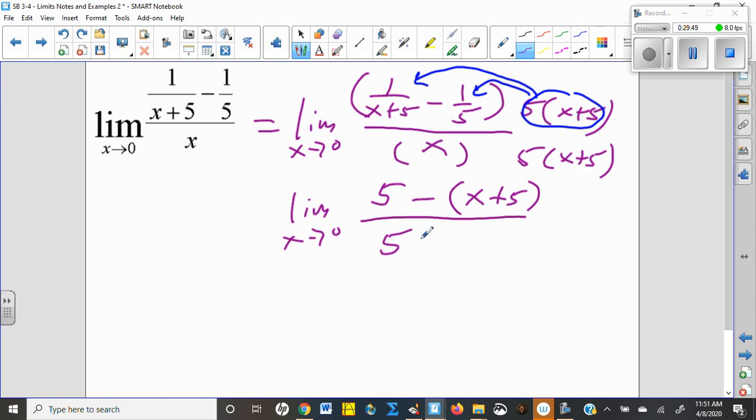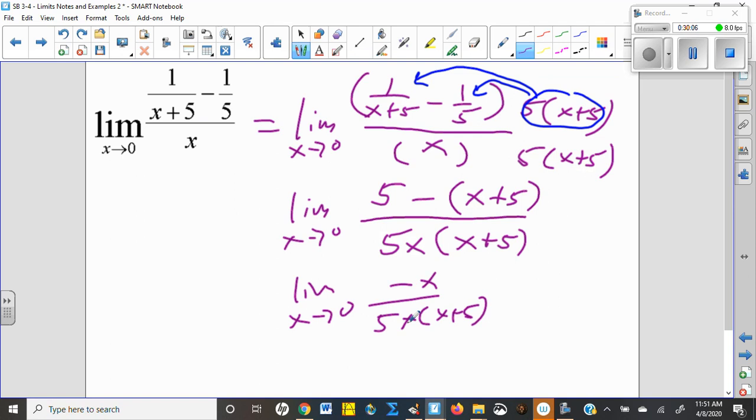Algebraically, that's the only way it's accurate. But people just forget to multiply the bottom, and then you still have a 0 in the bottom, and you're in trouble. See, if you do it the right way, look what happens. Your 5's cancel out, leaving you just with a negative x over 5x times x plus 5.